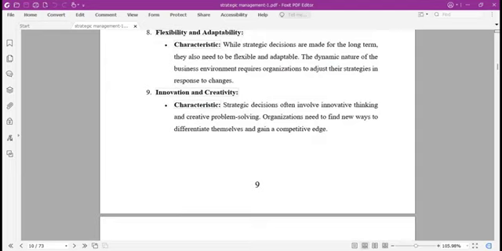Innovation and creativity. Strategic decisions often involve innovative thinking and creative problem solving. Organizations need to find new ways to differentiate themselves and gain a competitive edge.